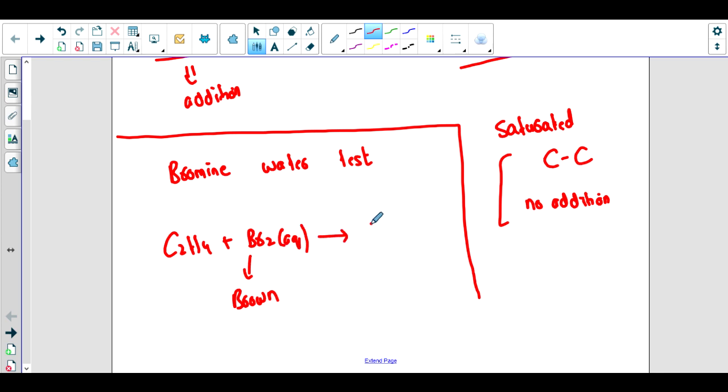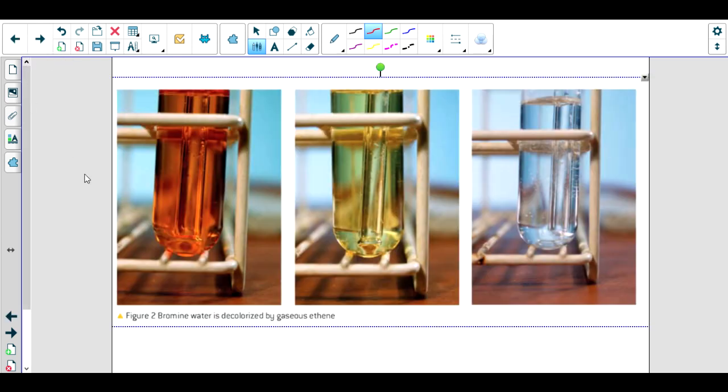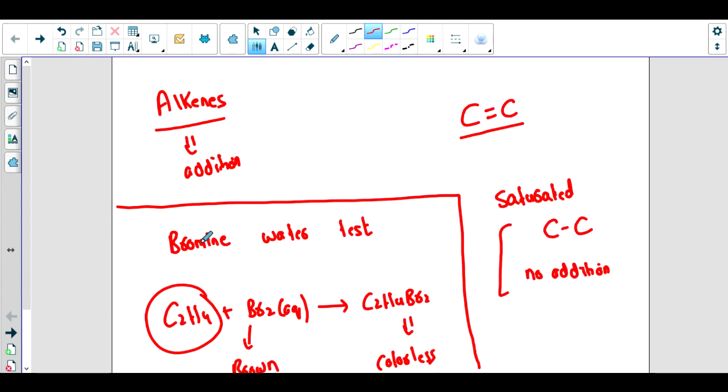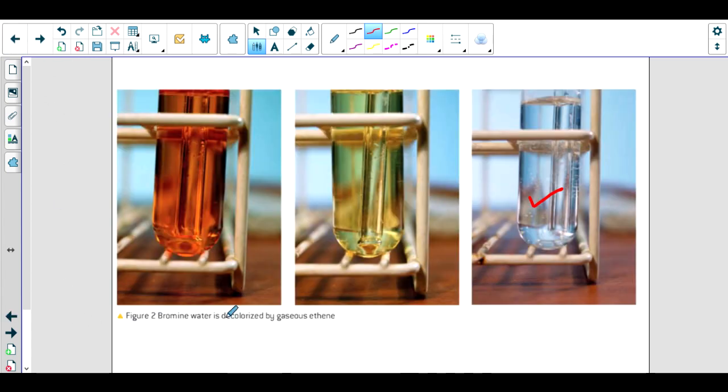If the solution becomes colorless, we say this is an unsaturated hydrocarbon, this is an alkene. This is the visual. You see, this is a brown colored solution. If the reaction goes on and it becomes colorless, it means there is a presence of a double bond. This test is called the test for unsaturation.